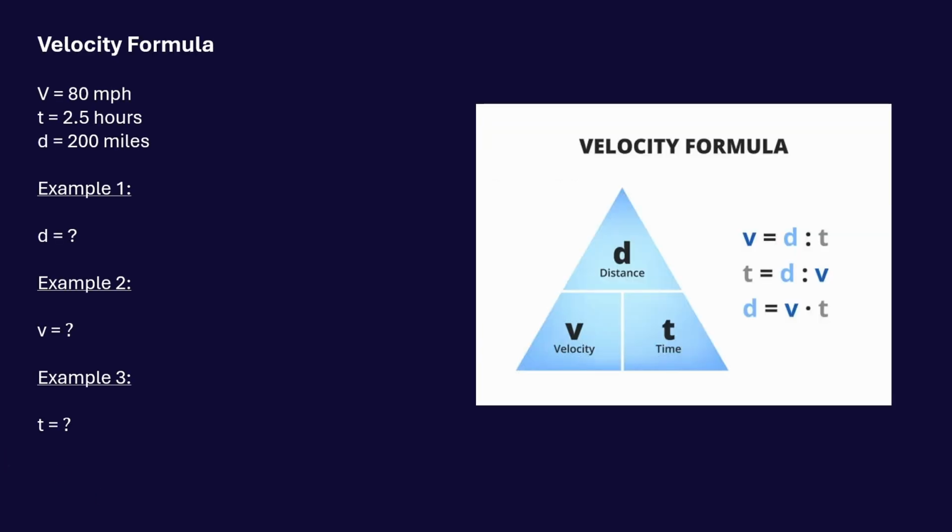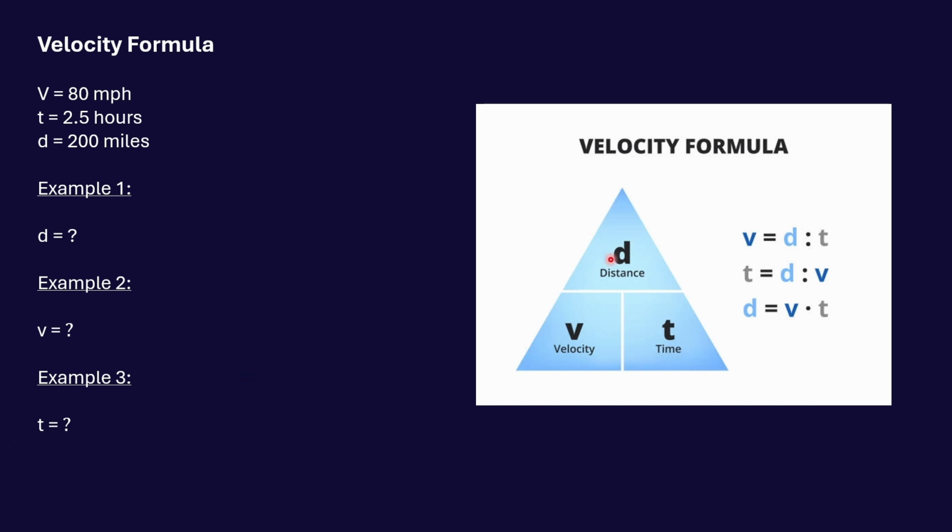So let's do an example. We have v is 80 miles per hour, t is 2.5 hours, and d is 200 miles. So example 1 is find d, example 2 is find v, and example 3 is find t. So how do we do that?